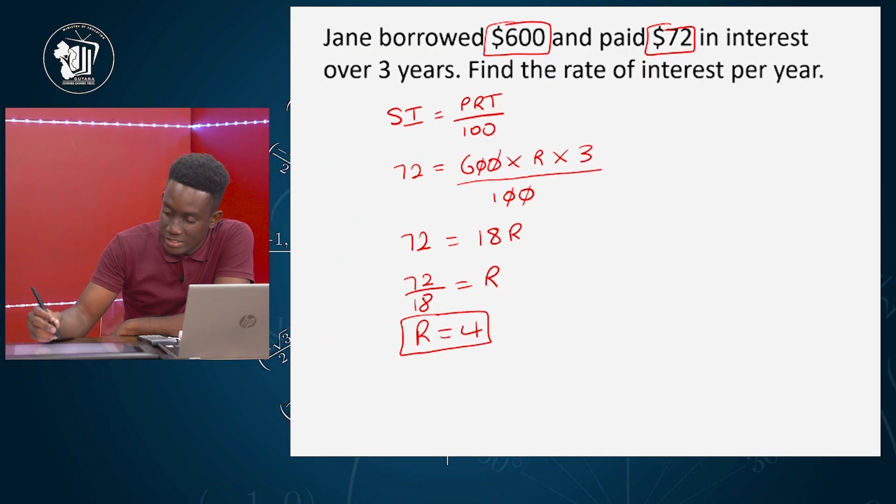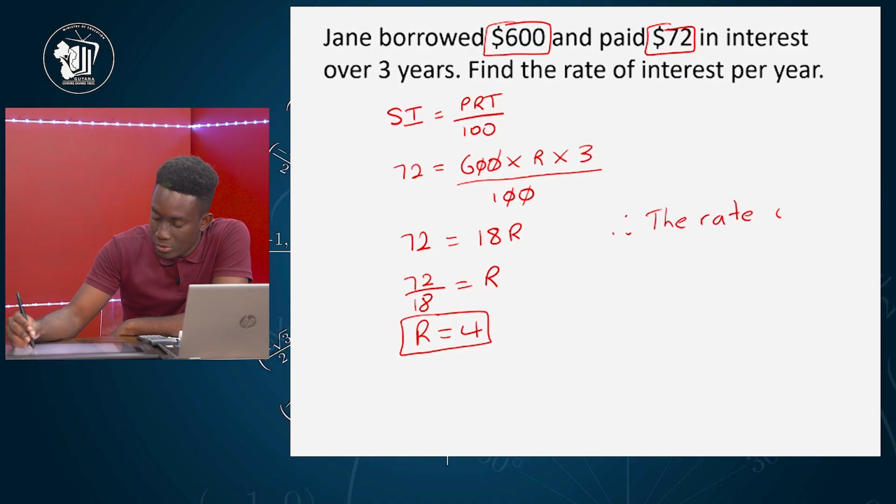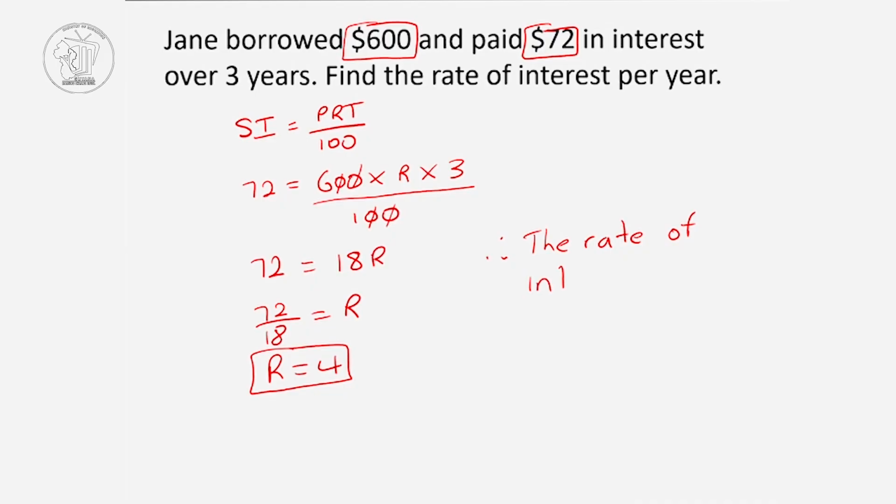So to answer the question, we can say, therefore, the rate of interest per year is 4%.